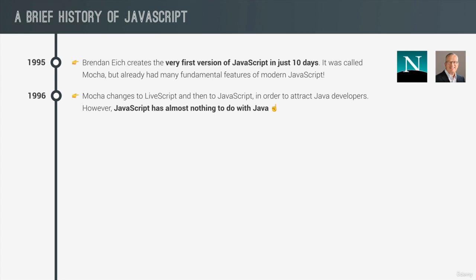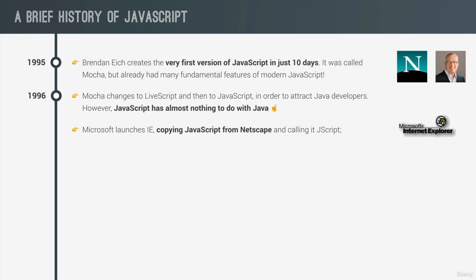Also in 1996, Microsoft launched Internet Explorer, which basically copied JavaScript from Netscape. But they called it JScript for legal reasons, because you actually cannot just go around and copy other people's programming languages. What this means is that we now had two very similar but competing languages, which of course is never a good idea in the long run.